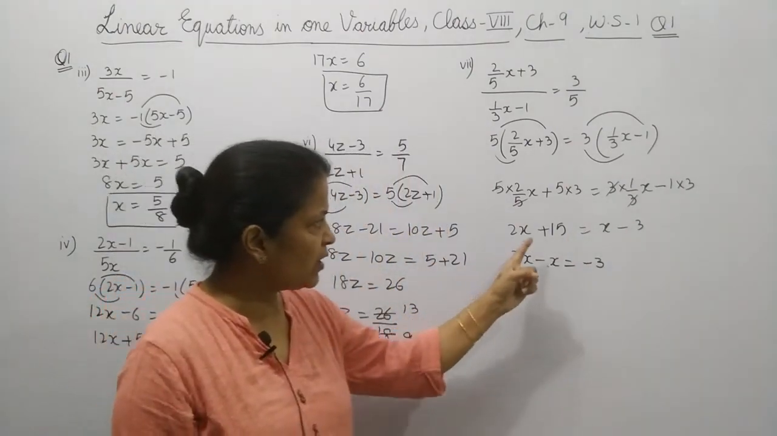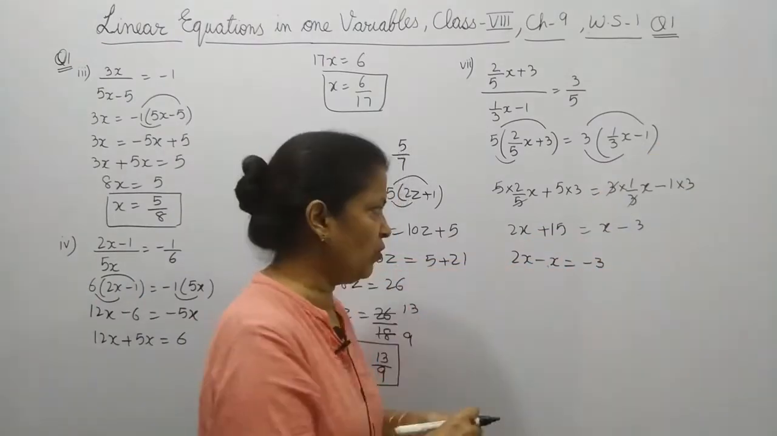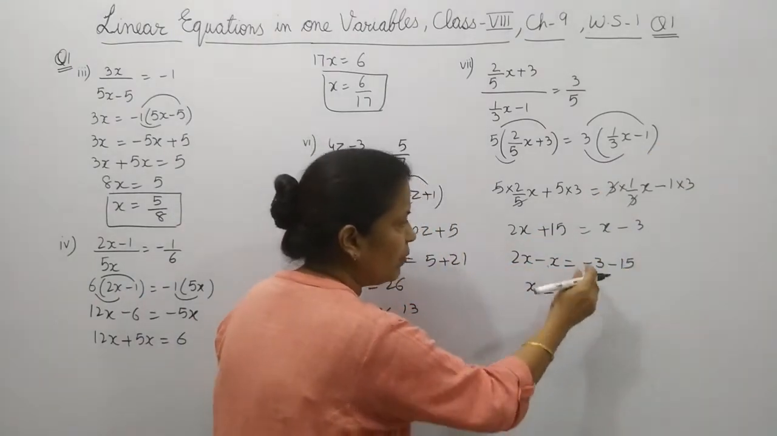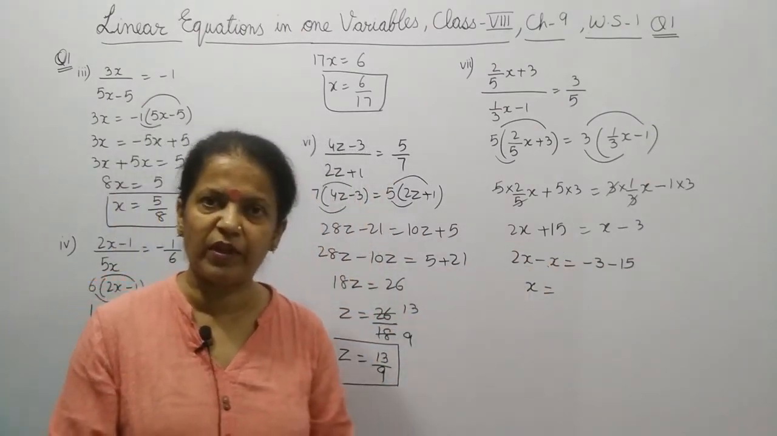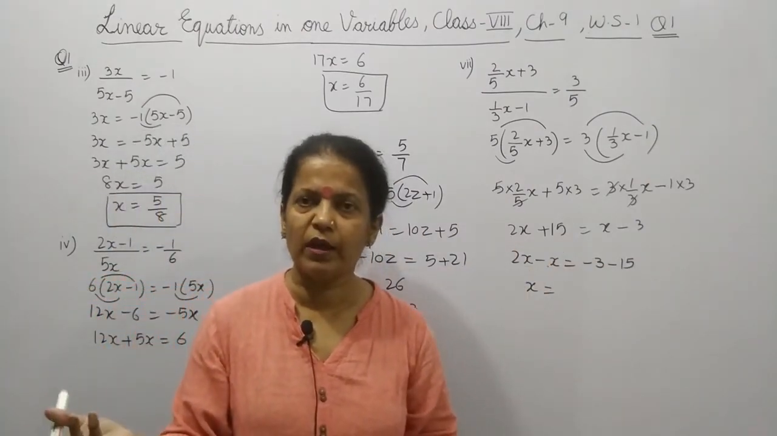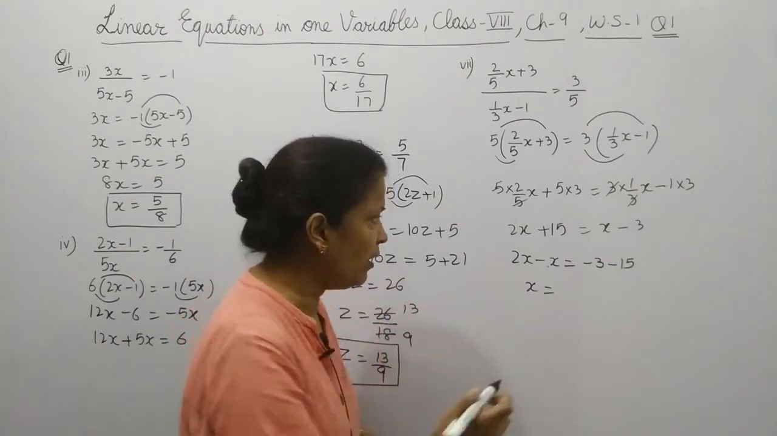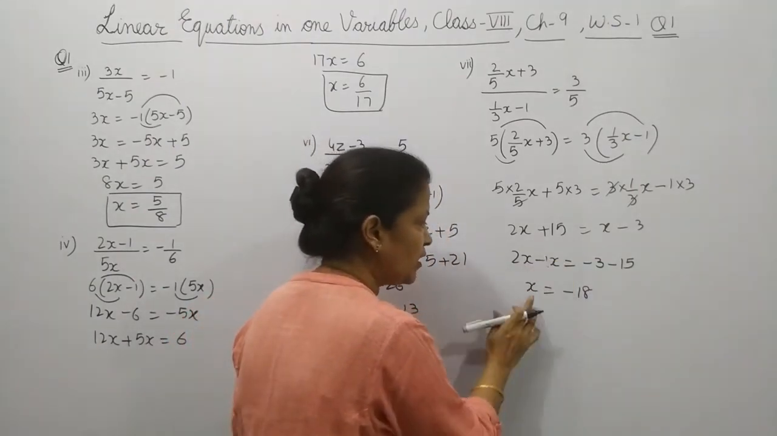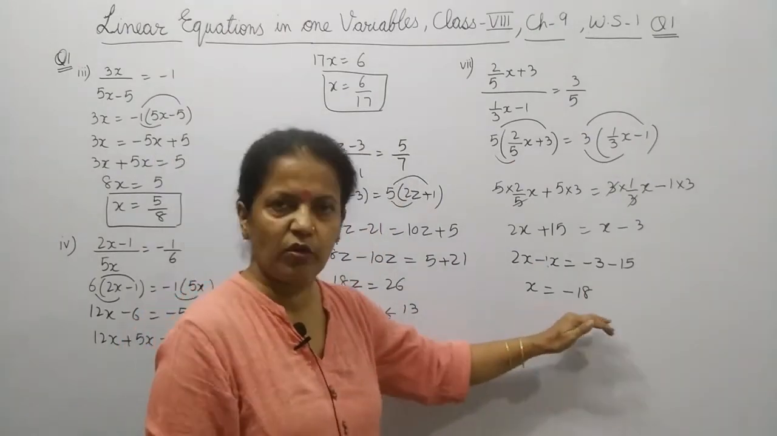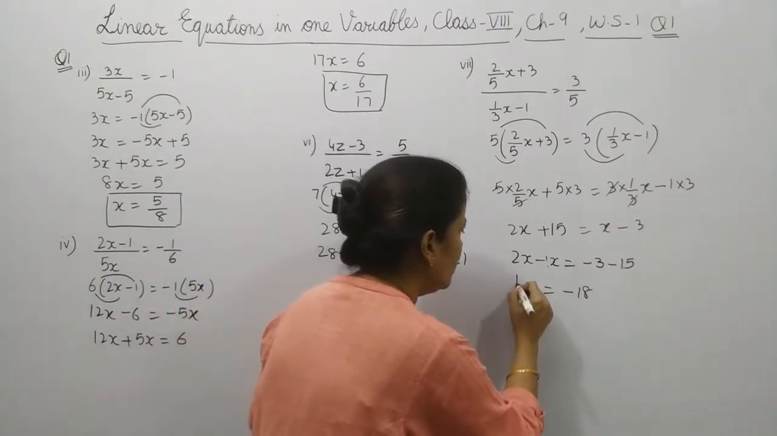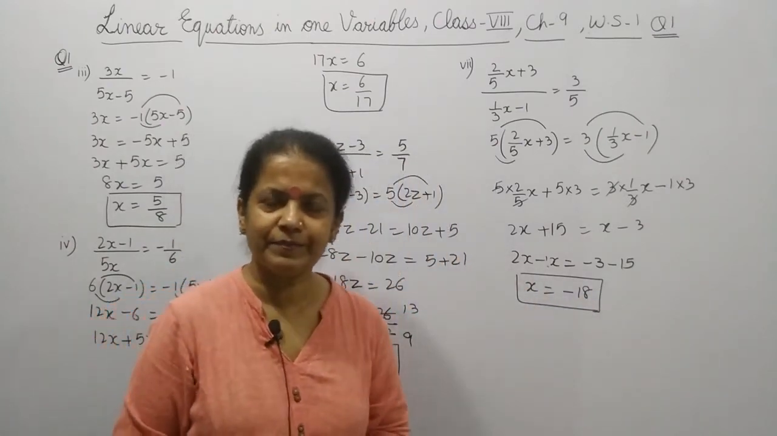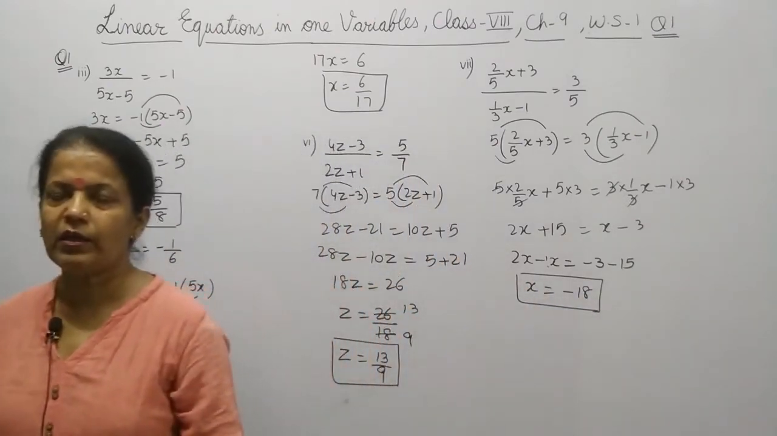So what should be the next step? 15 you will shift on the other side. So it will come as x equal minus 3 and minus 15. What will be minus 3 and minus 15? It should be minus 18. So 2x minus 1x is x. So the x value you are getting is minus 18. Is it clear? Now come to the next part.